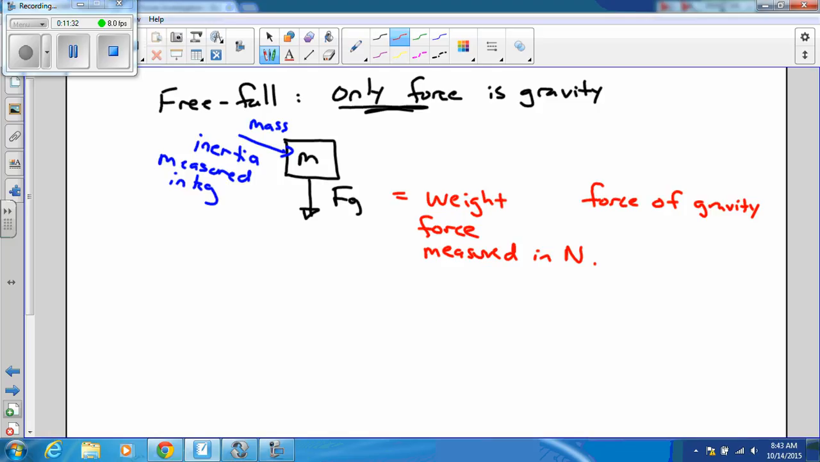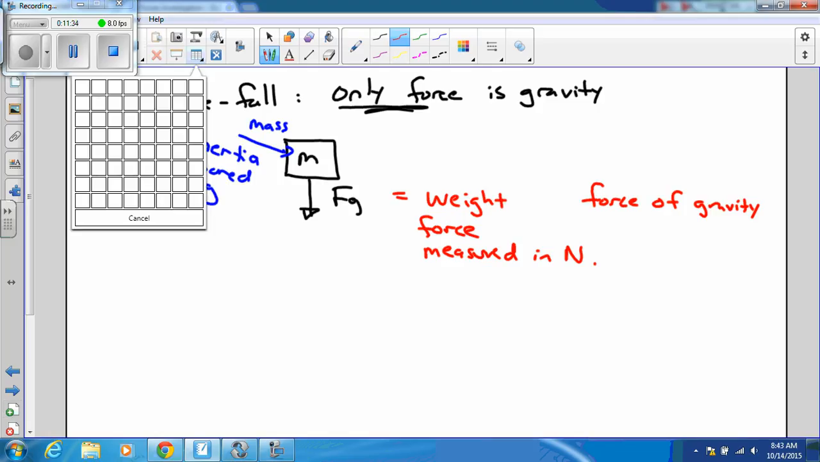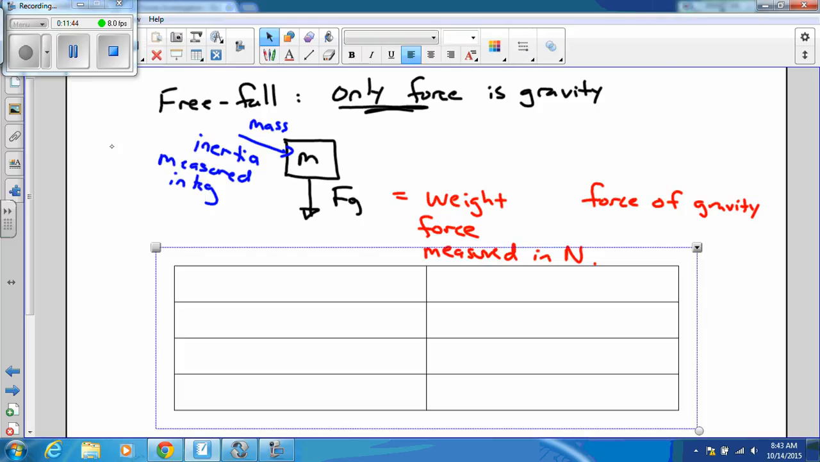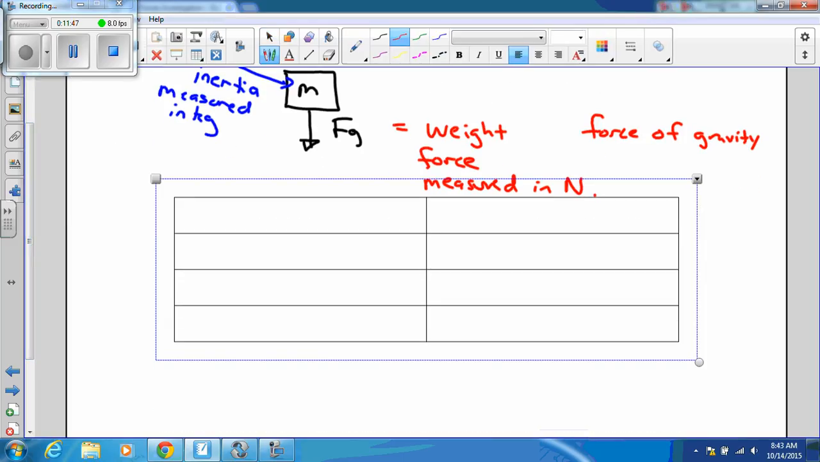I want to explore the difference between mass and weight just a little bit further by comparing and contrasting them here. I think I need 3 columns, rows. Let's do it like that. Okay? So if I have the mass, the mass measures inertia, and it is a scalar quantity. You don't have 5 kilograms east. You just have 5 kilograms.